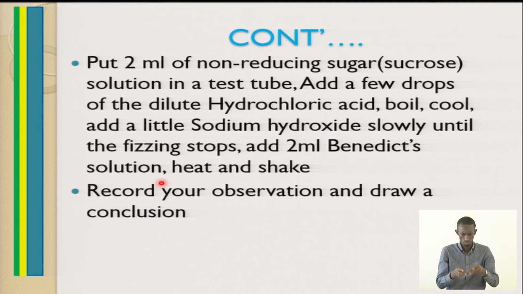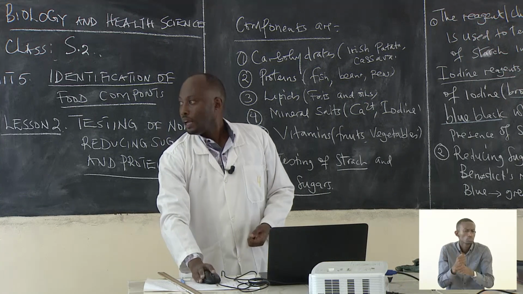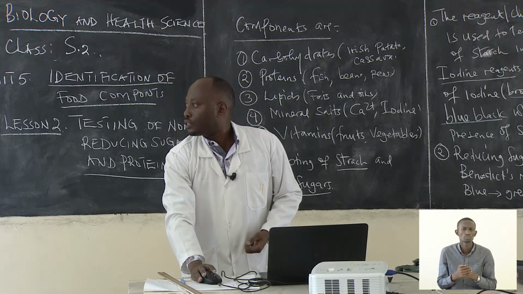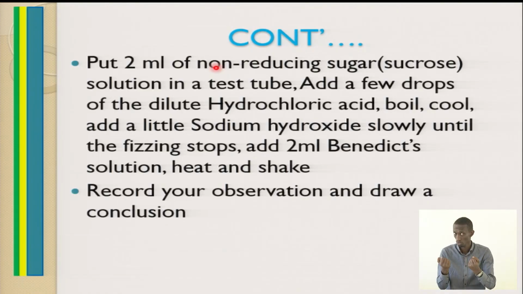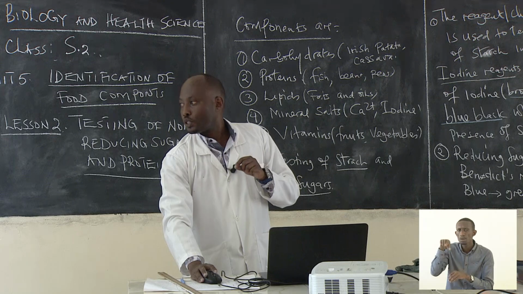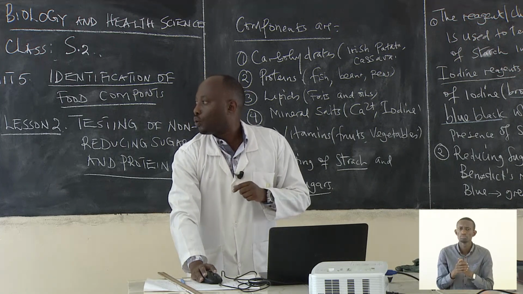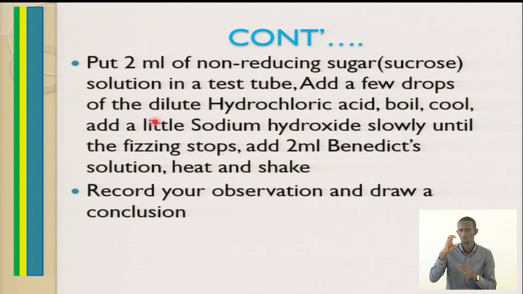How do I conduct that practical lesson? You put 2 milliliters of non-reducing sugar, or sucrose, in solution in a test tube. You add a few drops of dilute hydrochloric acid, and then you boil. The question is, why do we have to add hydrochloric acid to the sucrose?